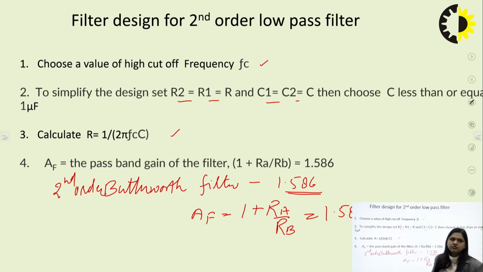So this is how we can calculate the value of RA and RB by using this gain formula for the Butterworth filter. In second order designing, there are two steps. If gain is given, then you can equate 1 plus RA by RB to the given gain. Or if gain is not given, and it is said that you have to design a Butterworth filter, then you have to consider 1.586 as the gain of the second order Butterworth filter.